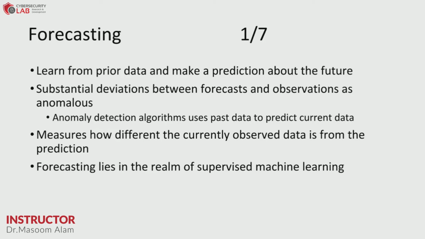Forecasting is the process of learning from prior data and making a prediction about the future. It treats substantial deviations between the forecast and observations as anomalous. So the anomaly detection algorithm uses the past data to predict the future values, and if the observed value is not within the realm of the predicted one, it is considered an anomaly. It measures how different the currently observed data is from the prediction. Forecasting lies in the realm of supervised machine learning because we train the model with the previous data.